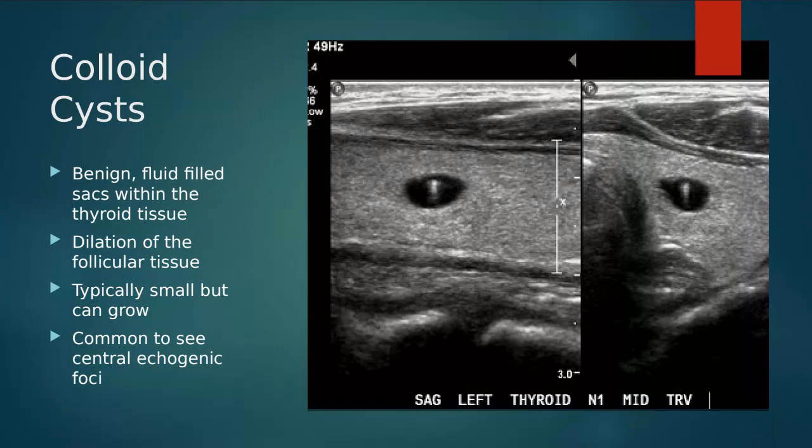So these are going to be benign, fluid-filled little sacs within the thyroid tissue. It's actually a dilation of those follicular cells on that very cellular level. So a little portion of that tissue just got dilated and allowed for that fluid to kind of sit there and become a little sac. They're typically going to be very small, but they can grow, and it's common to see that central echogenic foci in the middle. So we have that little hyperechoic punctate focus right in the central portion of that cyst.